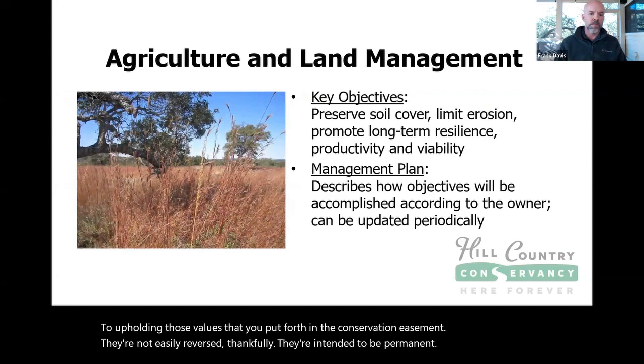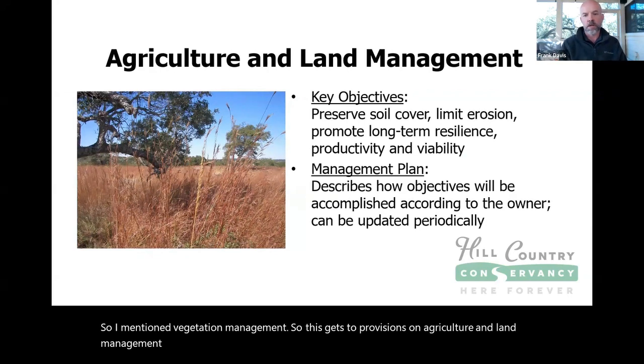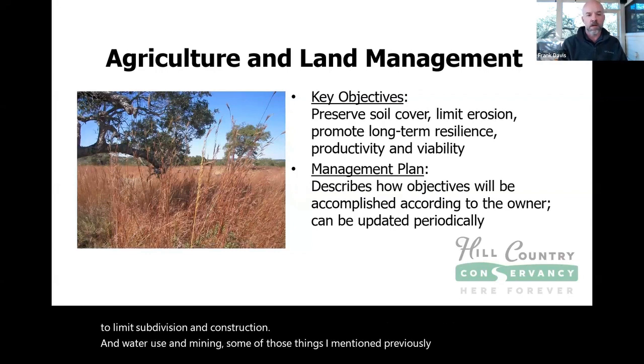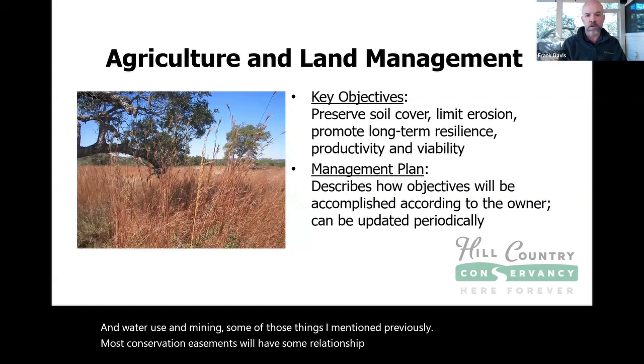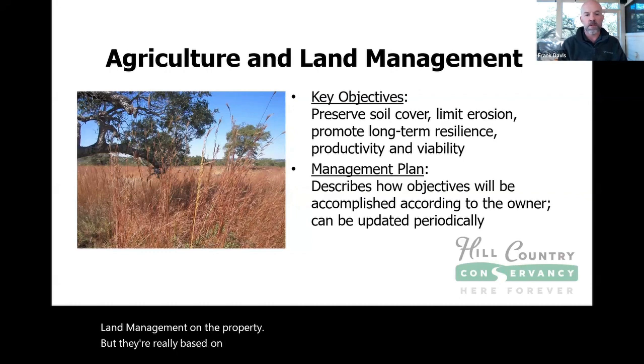So I mentioned vegetation management. So this gets to provisions on agriculture and land management. So primarily a conservation easement, really without exception, is going to limit subdivision and construction and water use and mining, some of those things I mentioned previously. Most conservation easements will have some relationship to the ongoing agricultural use and land management on the property, but they're really based on key values that I think almost any mindful landowner would agree to.